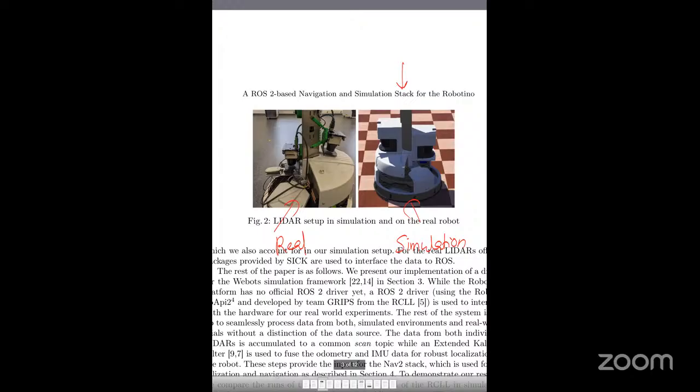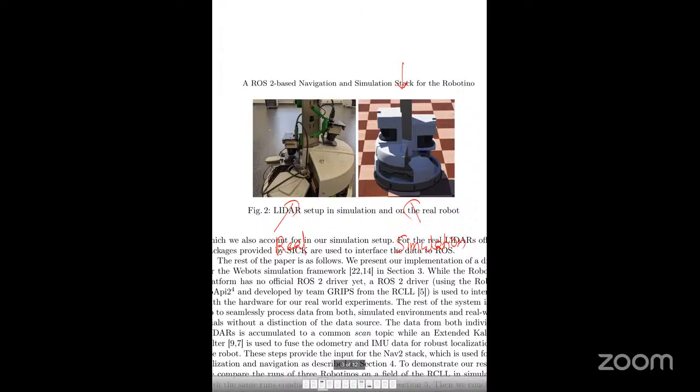Okay, so now we have two images, right? This image is showing the real mobile robot, whereas this is showing the simulation robot.